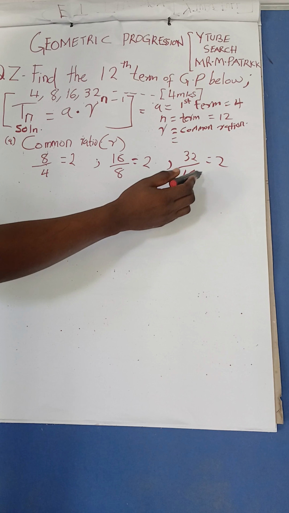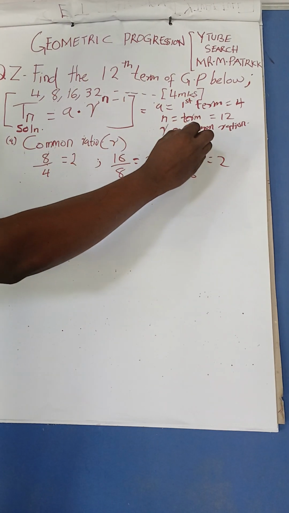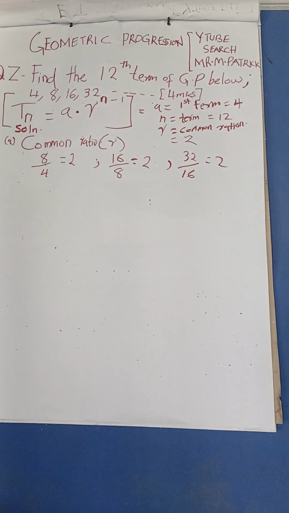32 by 16, you have 2. So our common ratio will be 2. Now we already have everything. It's just a matter now of fixing it in the formula.